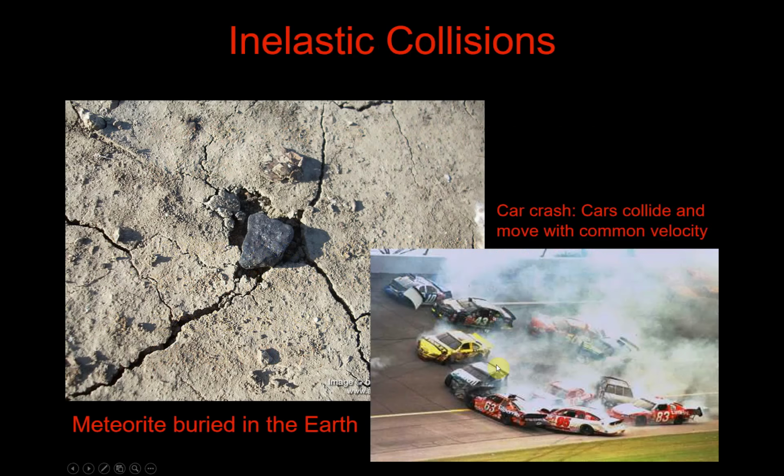Take a NASCAR situation where people have to turn left and can't manage that. In this particular case, these cars have crashed together, and what we would have is before the collision, we would have multiple masses with their own velocities. After the collision, we have one large mass with one common velocity.